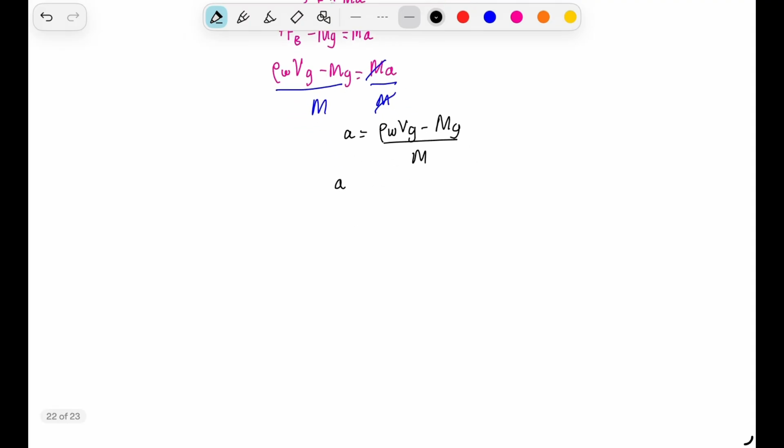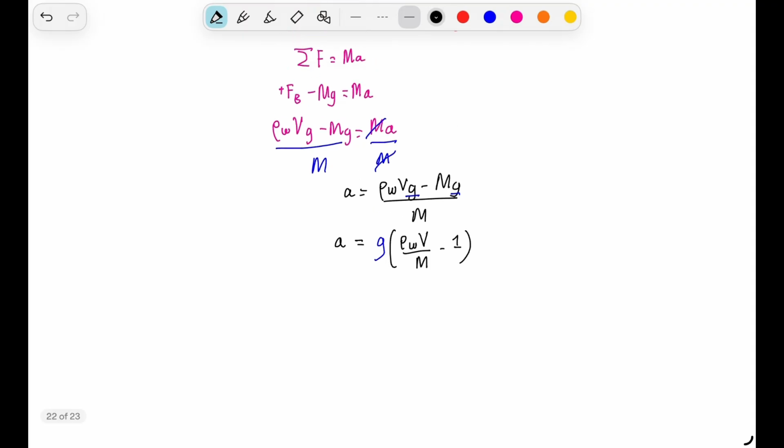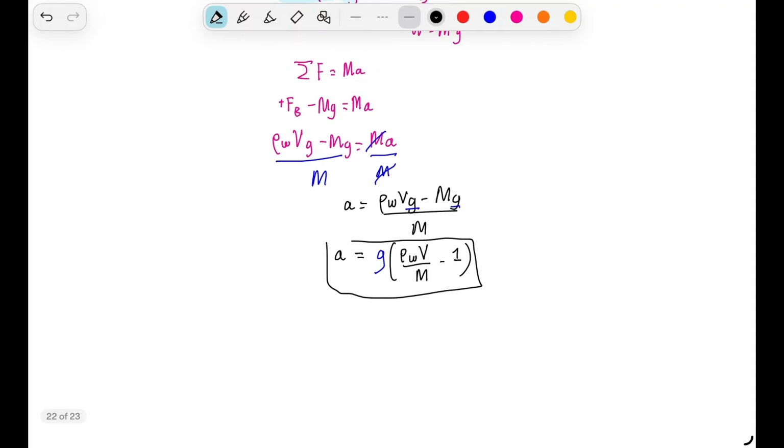What you can do now is you see that you have gravity here and you have gravity here. So you can pull that gravity out, and then you can just rewrite this as rho water V over M minus 1. And you're only pulling it out from the numerator, so it's fine. So that's going to be your expression for a.